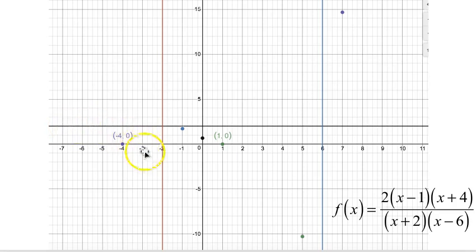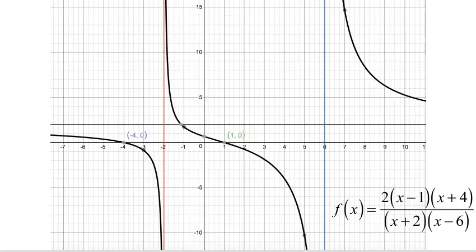Or excuse me, to 2. But I'm not terribly concerned about that. It is tending towards 2 as it goes this way. And over here, this is going to tend towards 2, so we're heading up to the left, heading down this way. So that's my guess for the graph, and let's see how close that guess is.